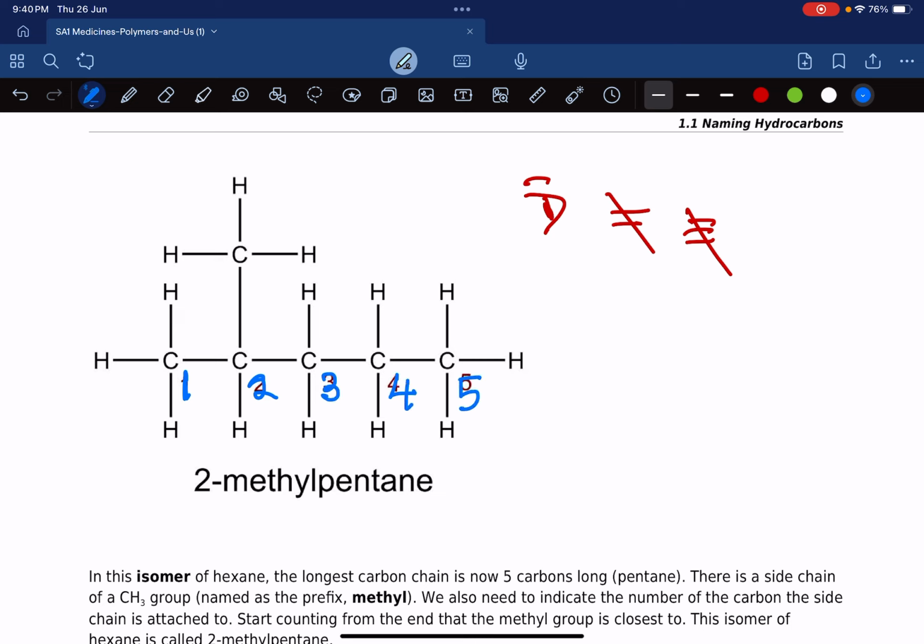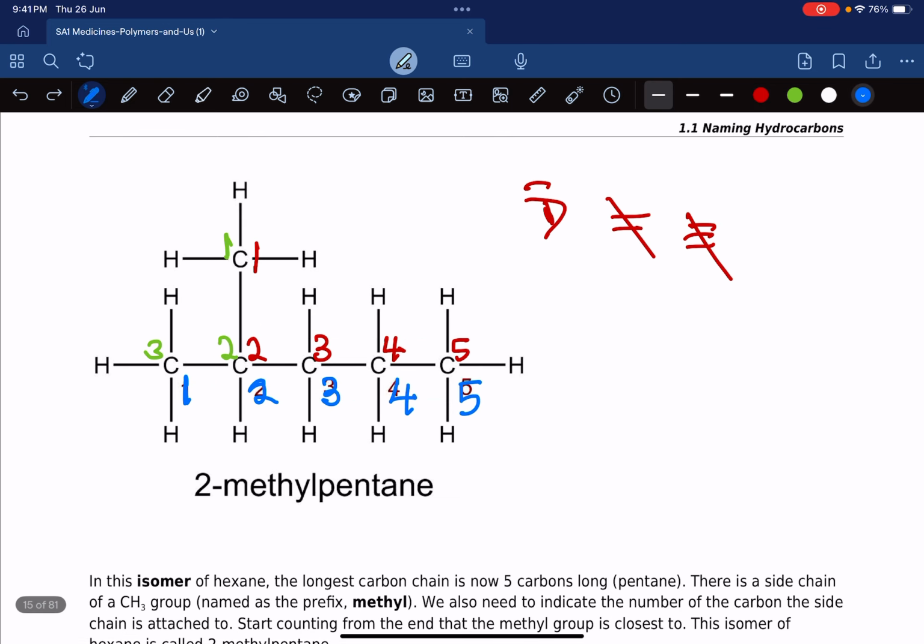Another friend of yours might say, hey, it's 1, 2, 3, 4, 5. Another friend of yours might say, it is 1, 2, 3, oh, stops there. All right. So there are many different ways of numbering this. So which one is correct? We are looking for the longest continuous carbon chain. So you can go along this path, this path, this path here, or you can go with this path.